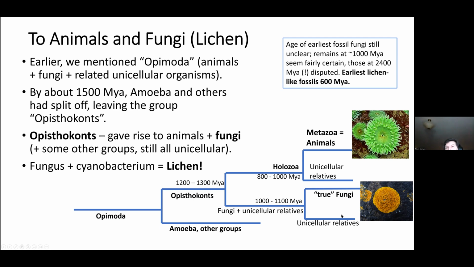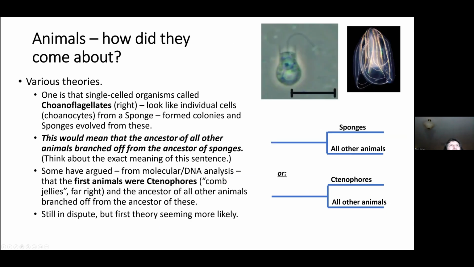But even now, a lot of fungi themselves are still unicellular. Yeast, for example, that are used for brewing beer and so on. They are a type of fungi, but they are single-celled organisms. And there's lots of unicellular relatives of the animals, which are more closely related to the animals than they are to the fungi. So how did animals come about?